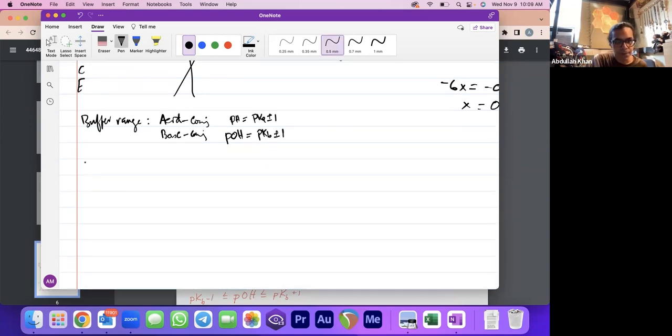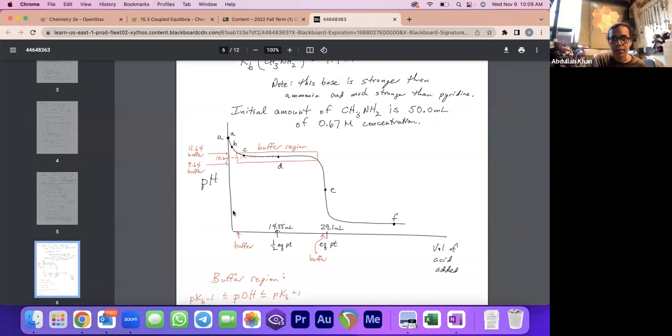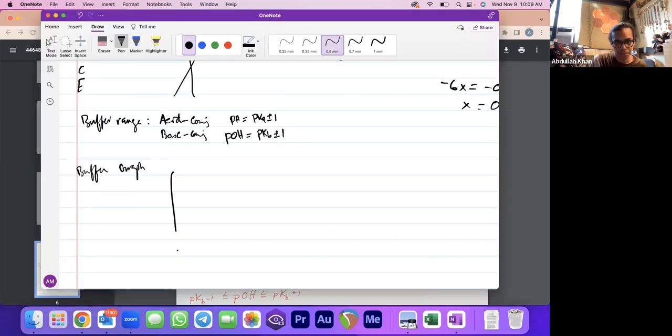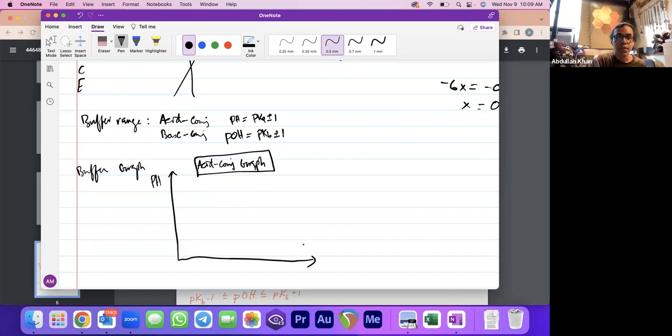Okay, and the graph of a buffer always remains the same. It's this thing, how the pH of a solution changes with volume of acid added. So you can have it based on whether you're dealing with an acid and its conjugate. So this is the acid-conjugate graph. So your buffer is made of acid and conjugate. To an acid-conjugate buffer, you add base. So this is like volume of base added. And then the y-axis becomes pH.